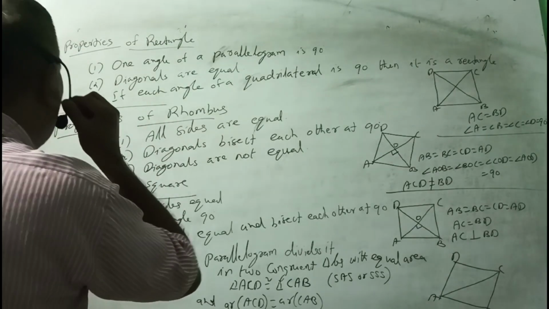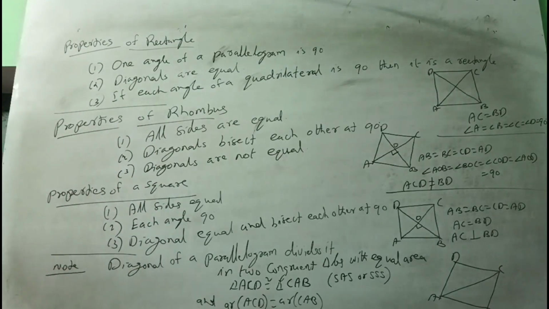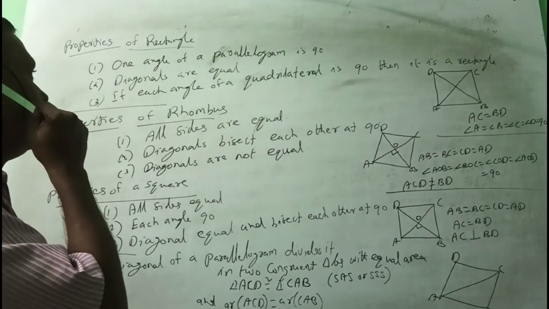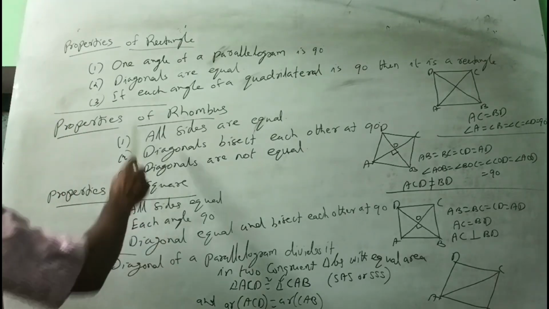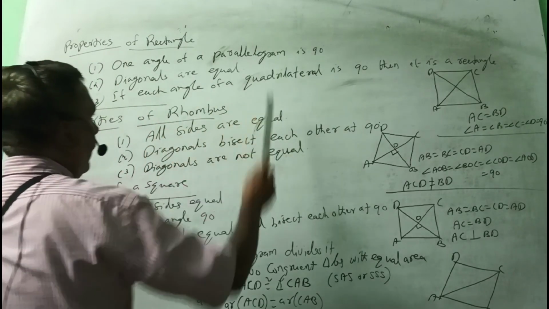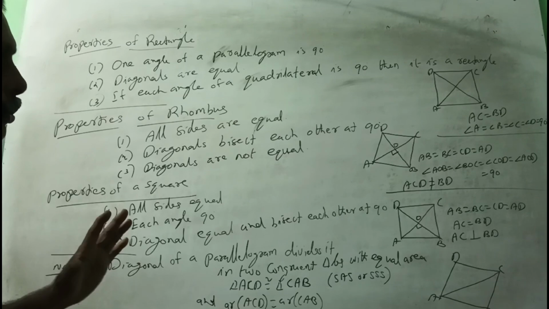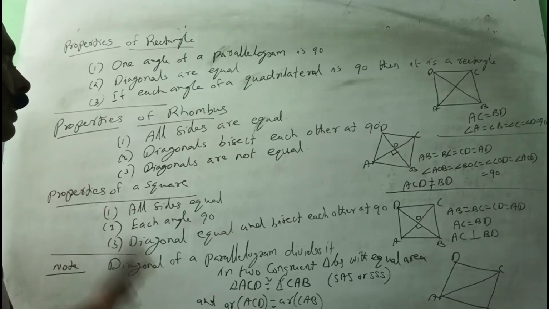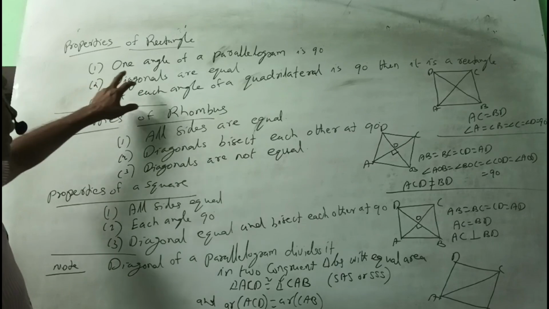So let us see some other properties of a rectangle. All the properties of a parallelogram are satisfied by the rectangle, because every rectangle is a parallelogram, but every parallelogram is not a rectangle. What are the other properties? We already studied that if one angle of a parallelogram is 90 degrees, then it is called a rectangle. In a parallelogram, if any one of the angles is 90 degrees, then it is a rectangle.